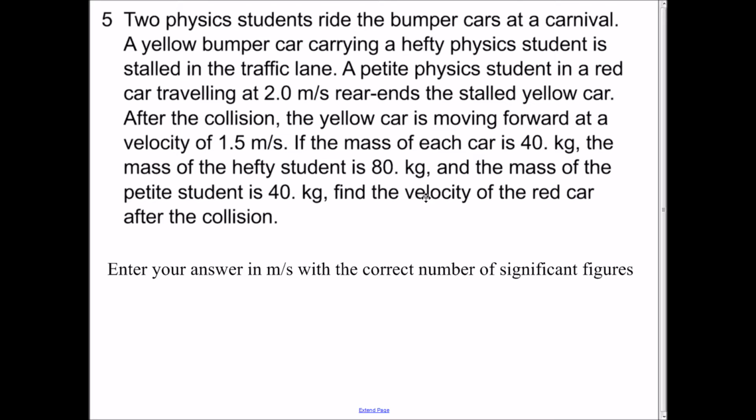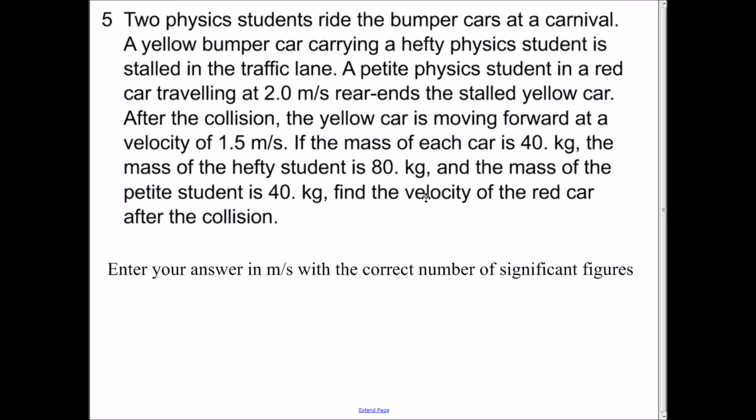There's one more example in the notes that I want you to try to do before you start working on homework problems. The problem that I want you to work on is example 5 here. It says two physics students ride the bumper cars at a carnival. A yellow bumper car carrying a hefty physics student is stalled in the traffic lane. A petite physics student in a red car traveling at 2 meters per second rear ends the stalled yellow car.